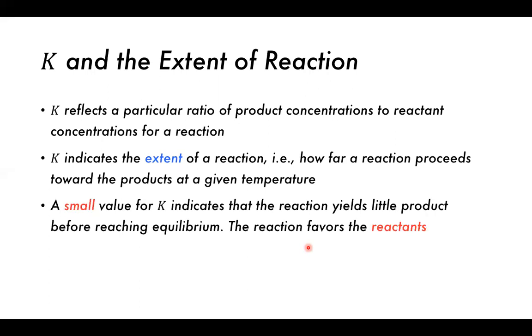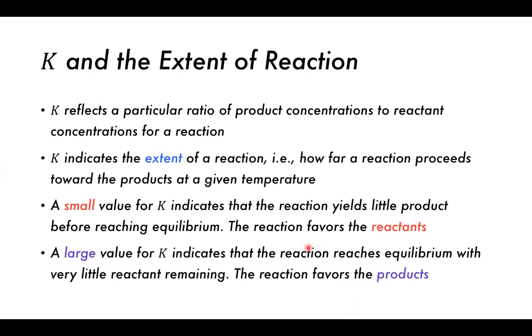A small value for K indicates the reaction yields little product before reaching equilibrium. This means the reaction favors the reactants. A large value for K indicates that the reaction reaches equilibrium with very little reactant remaining, so the reaction favors the products. Just think about it, because it's a fraction: the larger the numerator, i.e. the products, and the smaller the denominator, i.e. the reactants, the more product concentration we have than reactant concentration.